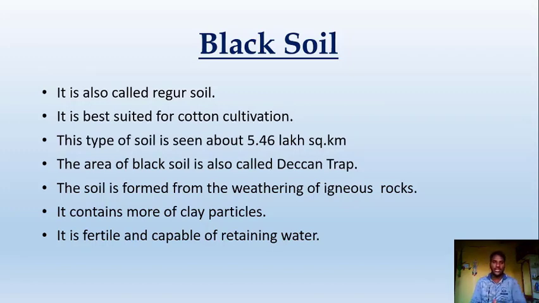It is also called regur soil. It is best suited for cotton cultivation. Because of that, black soil is called black cotton soil. This type of soil is seen over about 5.46 lakh square kilometers. The area of black soil is called the Deccan Tract.